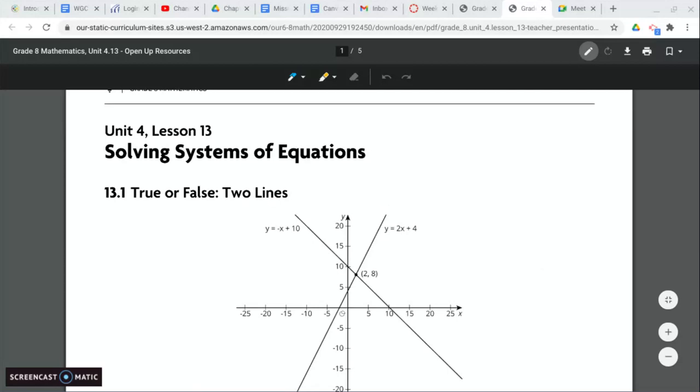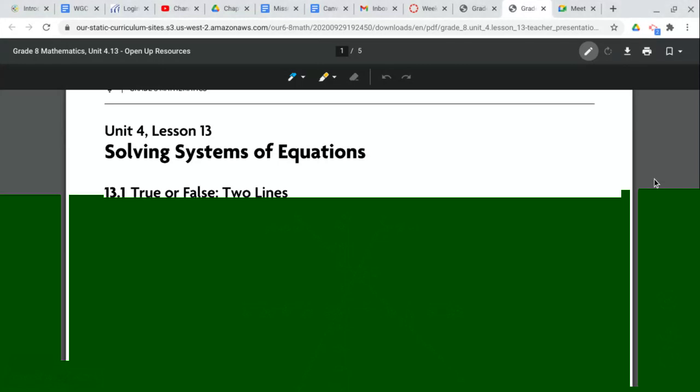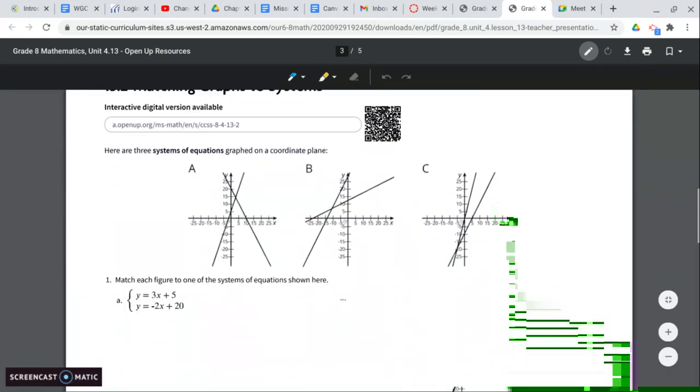Hey guys, welcome back. So what we're looking at today is lesson 13, solving systems of equations. Last time we looked at systems, now we want to take and look at solving them. So, matching graphs to systems.